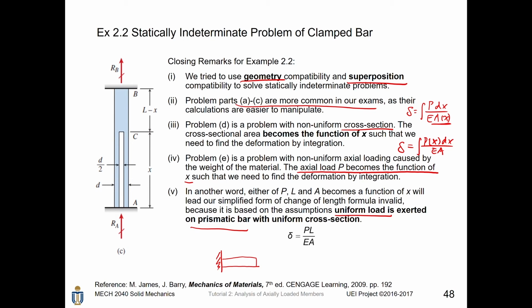A typical prismatic bar is like this. The bar has a center line for all cross-sections. And also, the cross-sectional area should be uniform, otherwise A will become a function of x and we need to do the integration. And very often, we assume E to be constant.